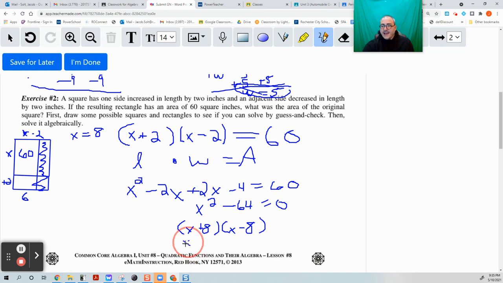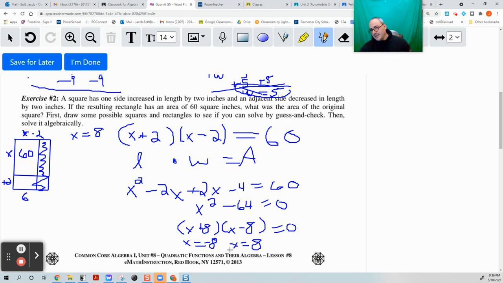This whole thing is going to be equal to 0, which means this is equal to 0, or that's equal to 0. If x minus 8 equals 0, I'd add 8 to both sides, and I'd find out that x could possibly be 8. And if x plus 8 is equal to 0, then x has got to be equal to negative 8. And guess which one of these I've got to reject, because one of these solutions is not viable? The negative 8 is not viable. So there it is. My x equals 8.